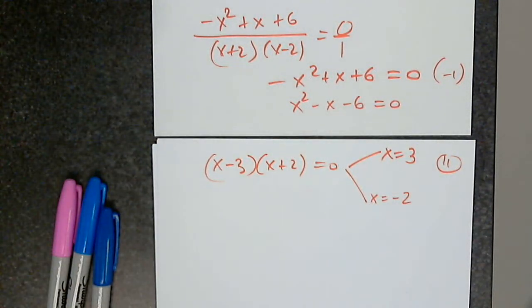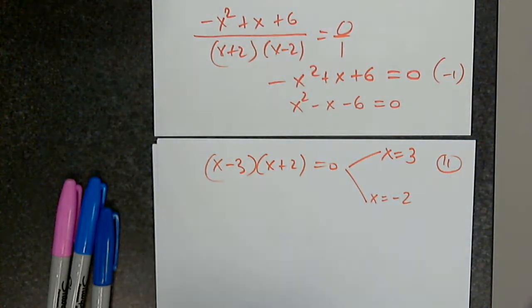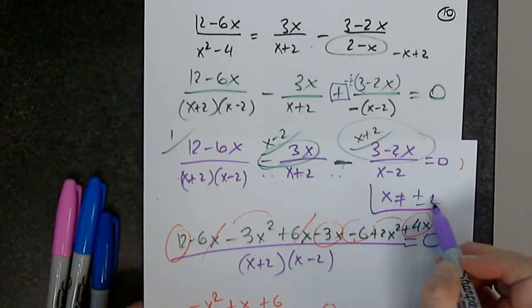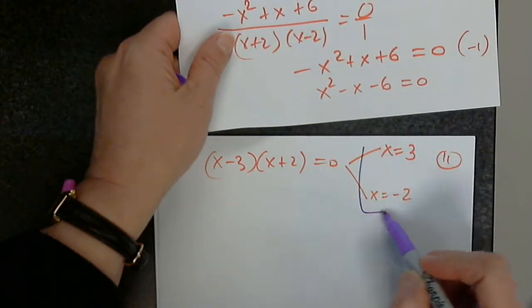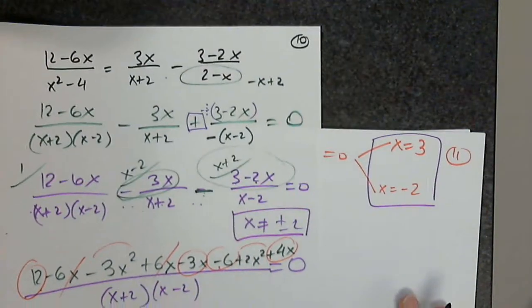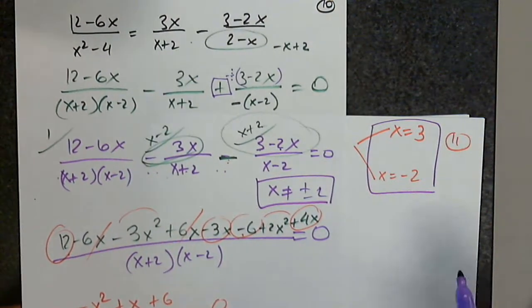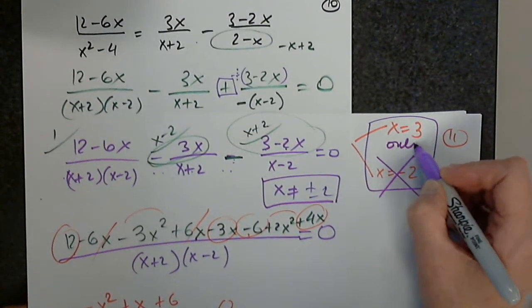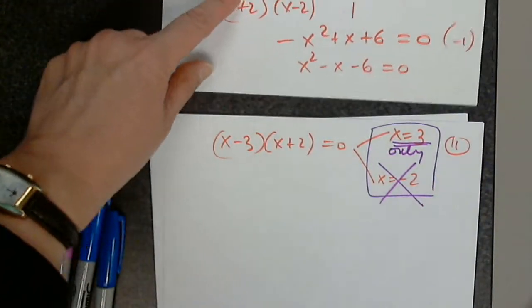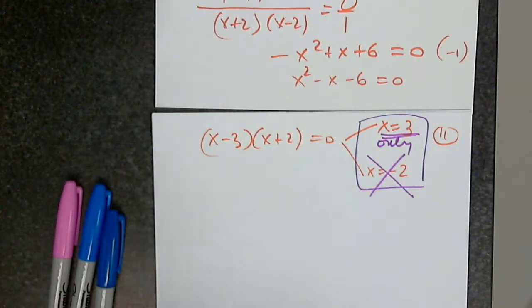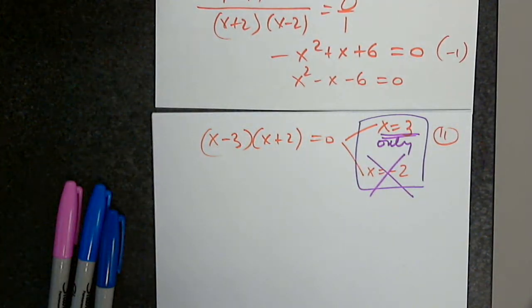And you should say not so fast, because of this. So what do I conclude? Only x equals 3. Any questions?